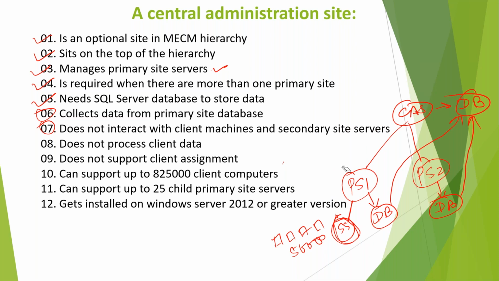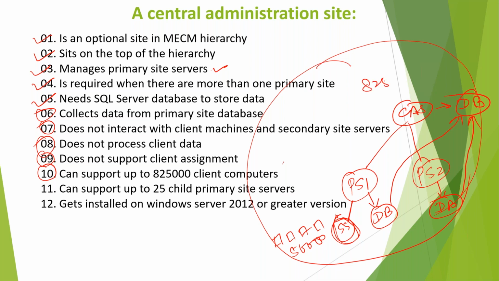It does not interact with client machines and does not support client assignment. It supports a maximum of 825,000. It does not support client machines directly, but if you calculate the total number of devices in one CAS hierarchy, it should not be more than 825,000. That's the maximum limit. And point number 11, how many primary sites can it support? 25. Primary 1, primary 2, and so on, maximum 25 primary sites. That's the maximum limit of primary sites, and that's the maximum limit of client machines.